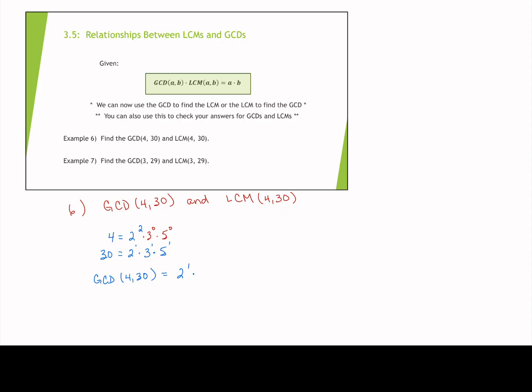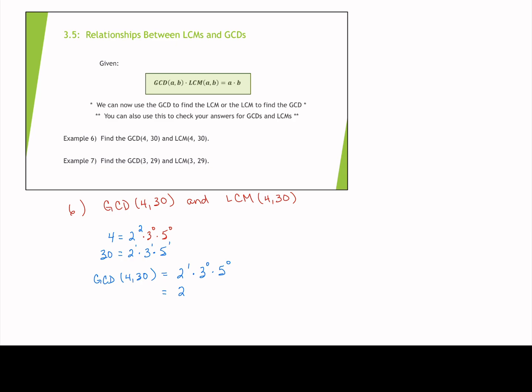Keeping that in mind, the greatest common divisor between 4 and 30 would have 2 to the power of 1 because that's the smallest power. We would have 3 to the power of 0 as part of my multiples of bases, and we would have 5 to the power of 0 as well. Now when we work this out, 2 times 1 is really just 2. So the greatest common divisor between 4 and 30 would be 2.